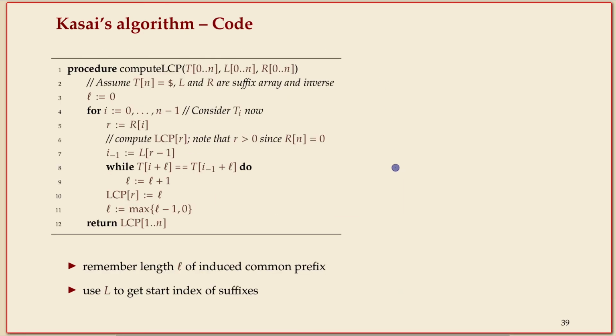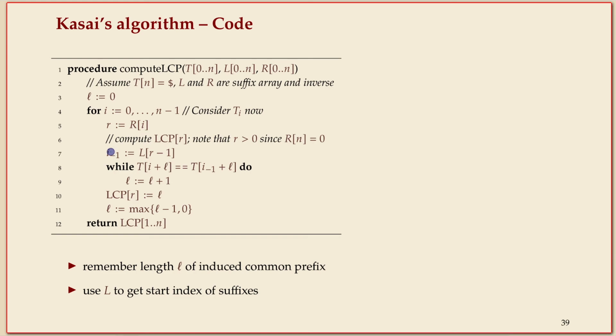If you write that up in code, it looks like this. I don't think there's anything worth pointing out. So we remember in L, what's the length of the prefix that we already know about? Initially nothing. Then we go through all the positions in the text. We find our way on the right. That's the mapping to the right.